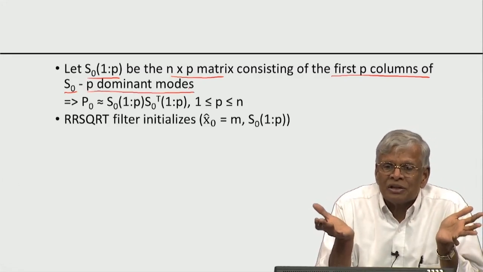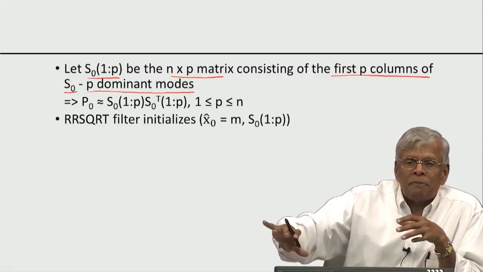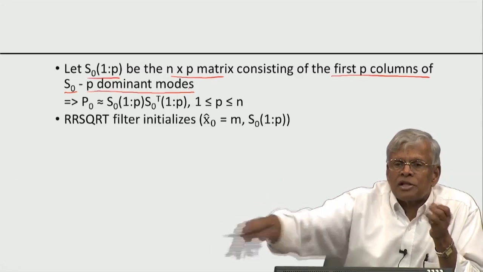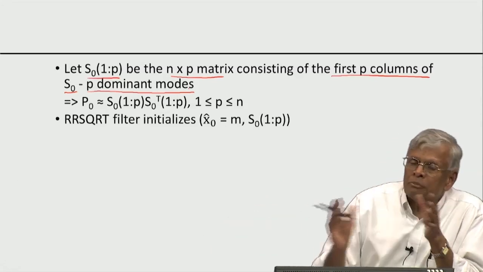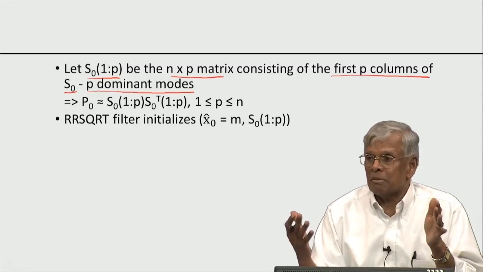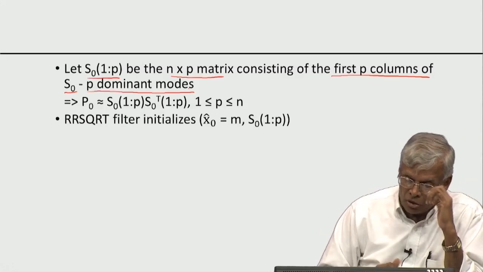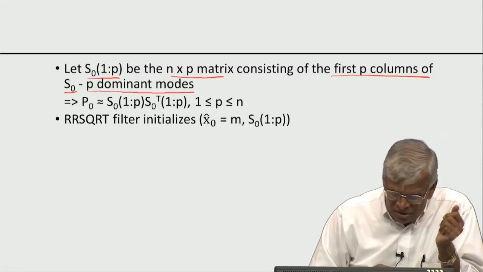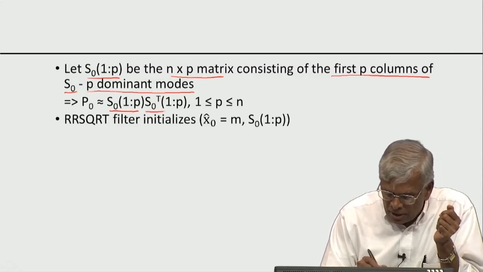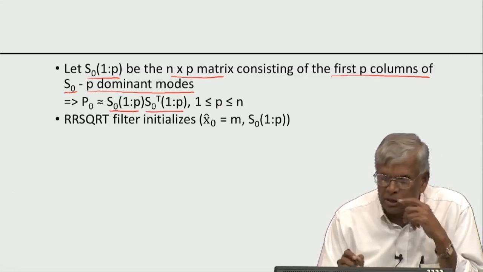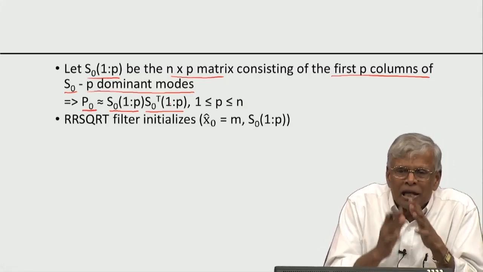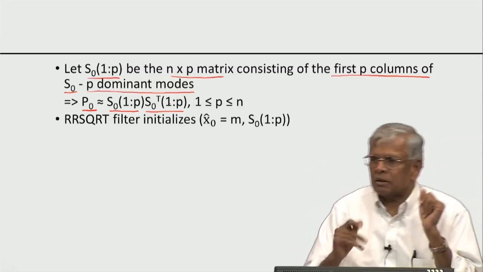The eigenvalues are the larger ones. The ones that I am dropping, together, the total sum is less than 10%, less than 5%, less than 1%. So I am trying to divide the eigensystem into dominant modes and not-so-dominant modes. I am simply collecting all the dominant modes together. In that case, I can take this S naught 1 colon p and S naught transpose 1 colon p, for some p in the range 1 to n, and approximate P naught by that. So what is this? This is the rank p approximation of P naught.